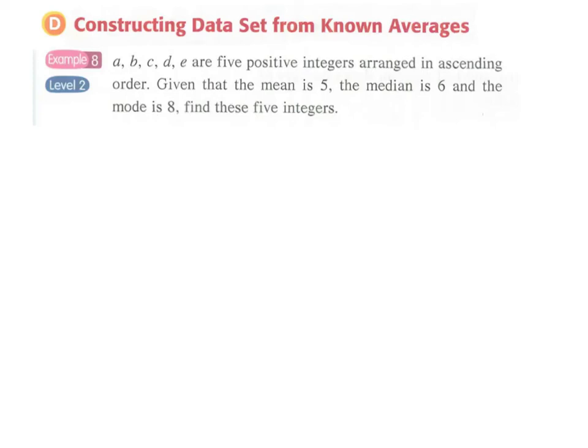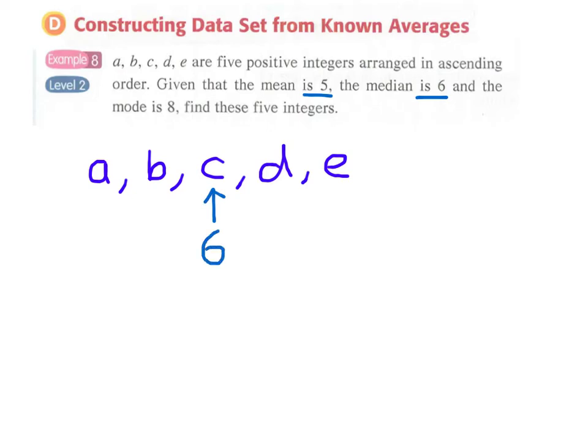Now we come to example number 8, constructing a data set from known averages. For example, we have 5 numbers A, B, C, D, E, arranged in ascending order, and therefore we can just write down A, B, C, D, and E. Since the median is 6, it is very obvious that the number in the middle is 6. So C will be 6.